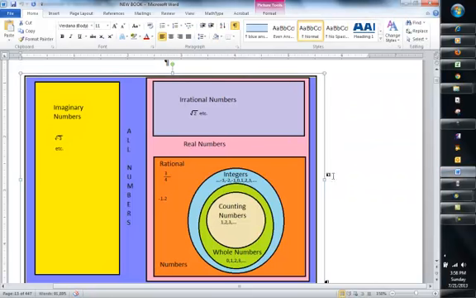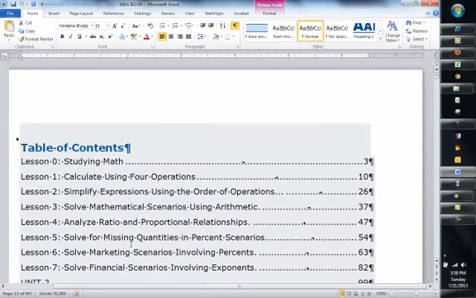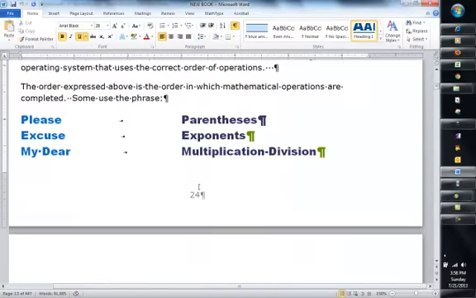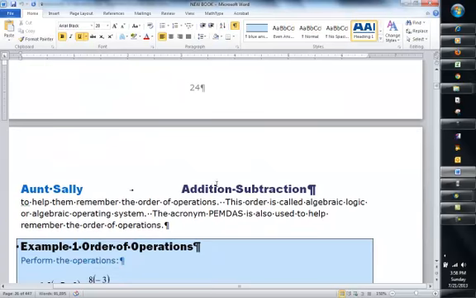For 1.2.a, on applying the correct order of operations, we should probably go to the order of operations as we see listed in our textbook. And that's in your books here. You see the order of operations: parentheses, exponents, multiplication, division, and then addition and subtraction. Or PEMDAS is the other way to remember it.